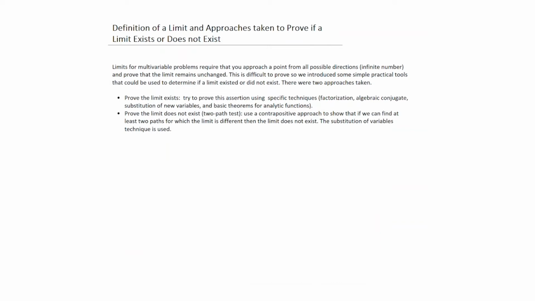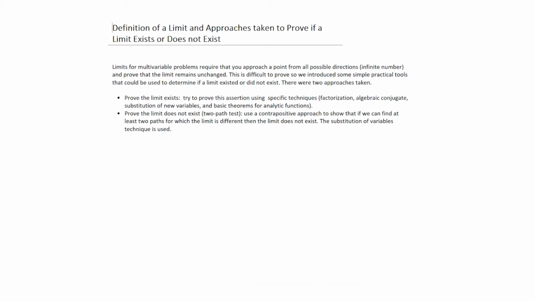Next thing we did was to look at limits in the multivariable case, but restricted ourselves to more or less 2 variables. And there were only 2 issues that came up. One was, how do you go about proving a limit exists or it does not exist? And so there were basically a few techniques that we explored. If you want to prove the limit exists, then try to prove this assertion using specific techniques such as factorization, algebraic conjugate, substitution of new variables, and basic theorems for analytical functions. So that was basically our toolbox.